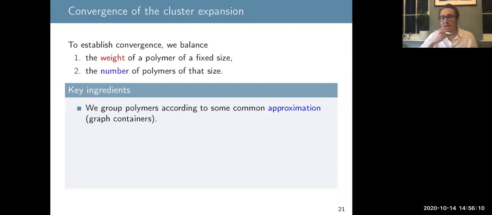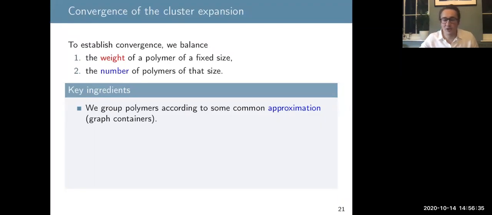And really this just comes down to two things. We want to balance the weight of a polymer. As polymers get larger, their weights become smaller and smaller, but that's fighting against the fact that the number of polymers that are large gets larger and larger. So these two things are fighting against each other. We need to balance the weight of a polymer of a fixed size and the number of polymers of that size.